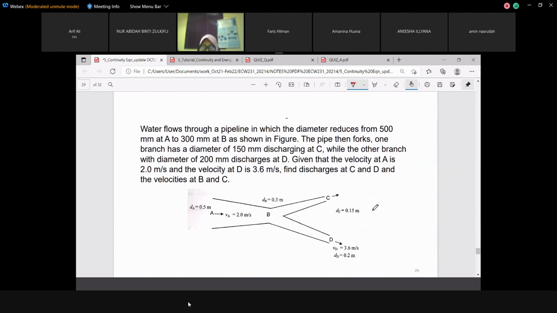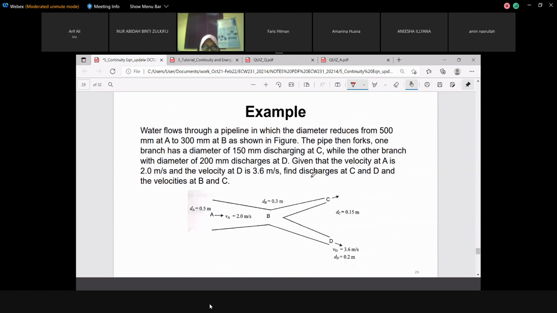Okay, let's see another example. So you have water flowing through a pipeline. Pipe A gets smaller into pipe B, then splits into two. So you need to make an equation. So you have QA. QA becomes smaller into QB. So this is Q in and Q out for the first time. And then it splits into two. So you have QC plus QD.